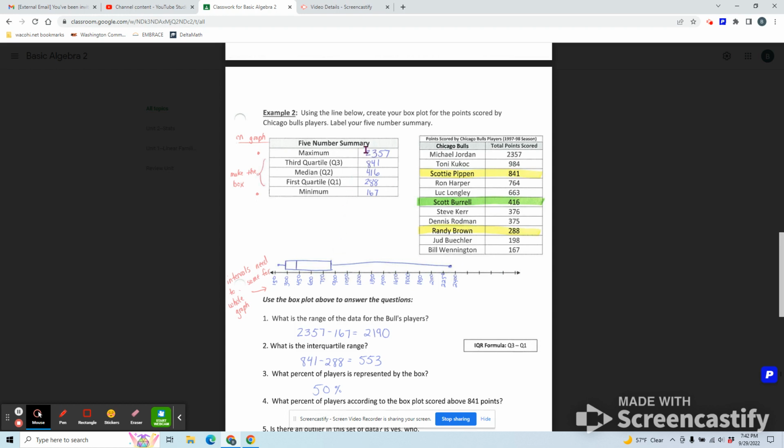So the maximum and the minimum should be very easy to find. The maximum, largest number, minimum, smallest number. And then the median, which is the middle number, which is the quartile 2, should be pretty easy to follow. So those three things should be easy to find. I highlighted in green the median. The other two things I have not talked about are the third quartile and the first quartile.